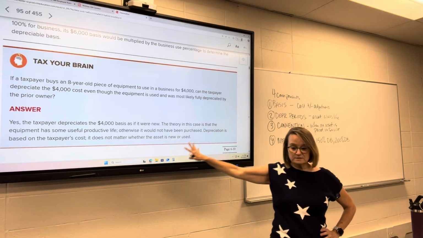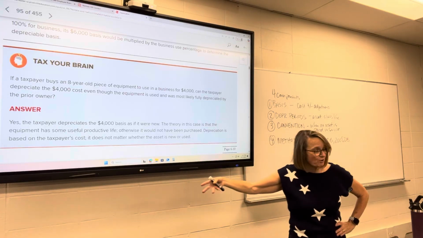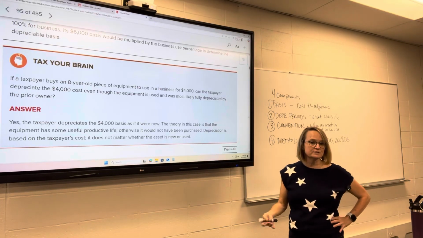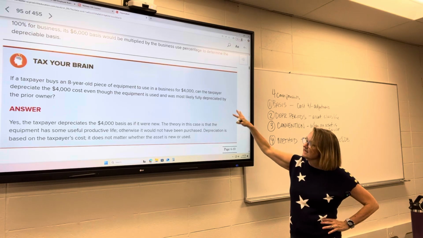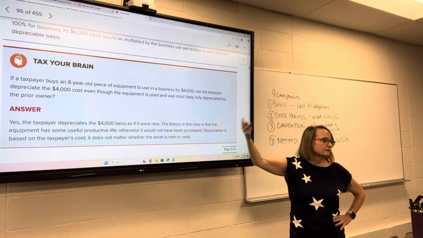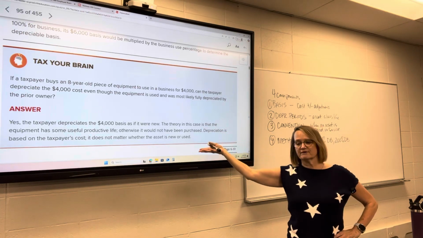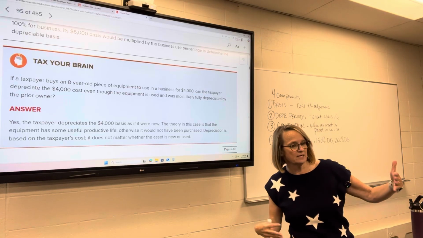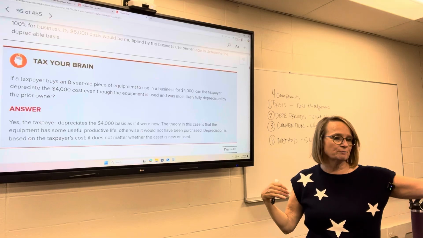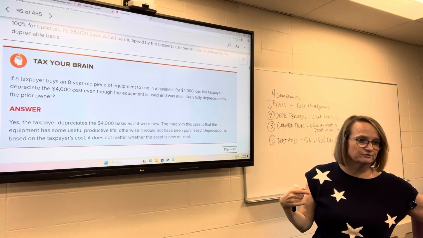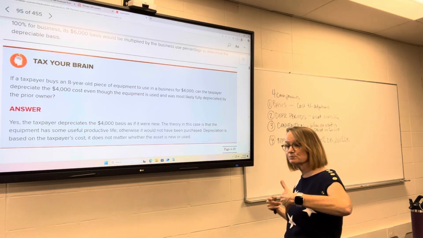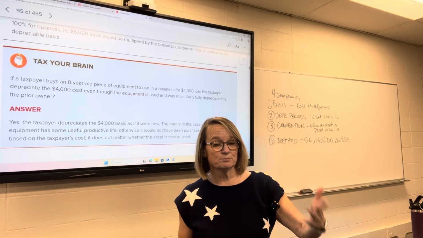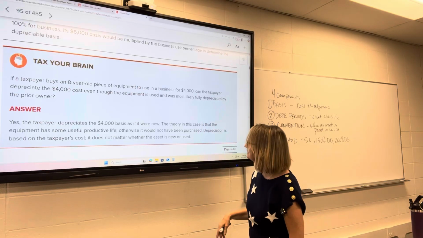This is a good point to make. Used property. Well, and it was already depreciated by somebody else. So let's say that van, she didn't convert it from personal use. She bought a used van for $6,000, but it was fully depreciated by somebody else. So she bought it from another business who's already fully depreciated the van. Does she get to depreciate it again? The answer is yes. So she gets to depreciate whatever that cost is.